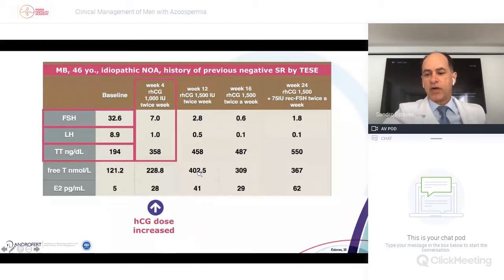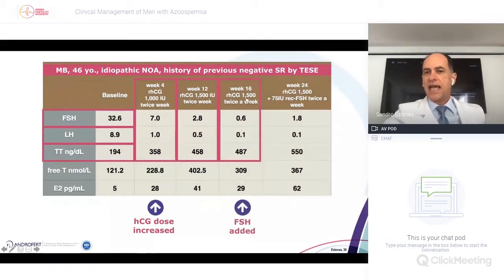Well, I kept giving the HCG therapy to this patient for a longer time. And after another 4 weeks, the FSH levels dropped to below 1.2, which is the threshold. Well, in this case, I need to add FSH, because if I decrease the HCG dosage to release the pituitary a little bit, I might lose the testosterone levels that I have achieved. So in this case, I opt to add FSH.